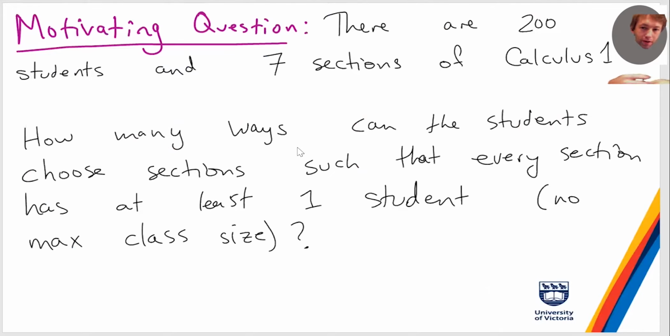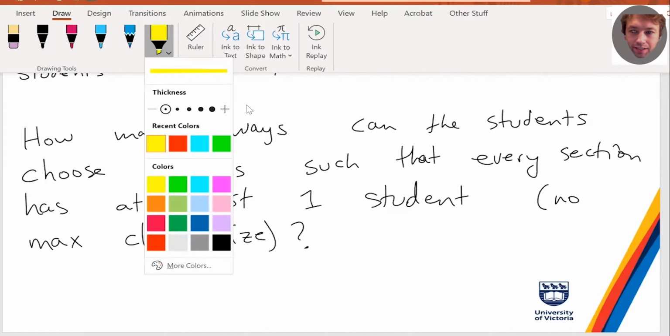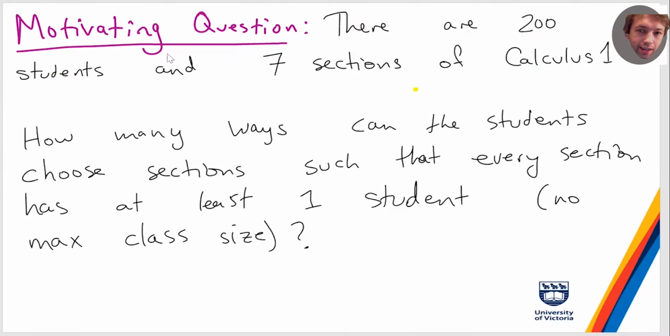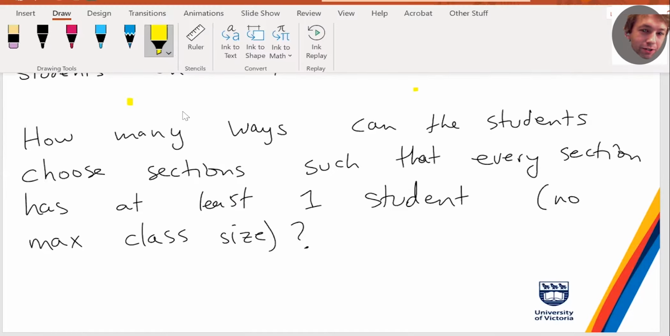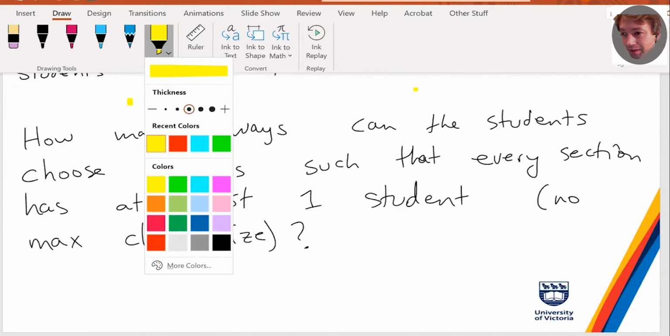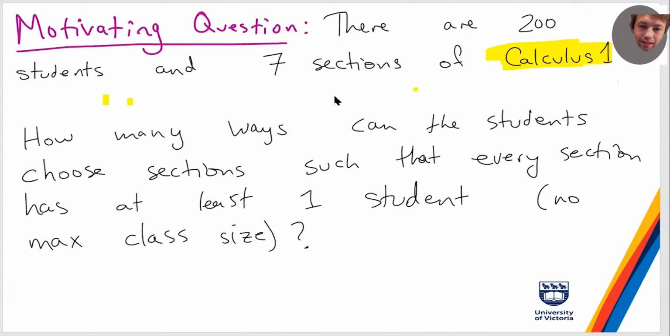Here's a motivating question, just to get us thinking about the topic. Suppose that there are 200 students for Calculus 1, and there are 7 different sections. Obviously, this is maybe not completely realistic, but certainly if I'm going to teach a course, there had better be at least one student in my section.